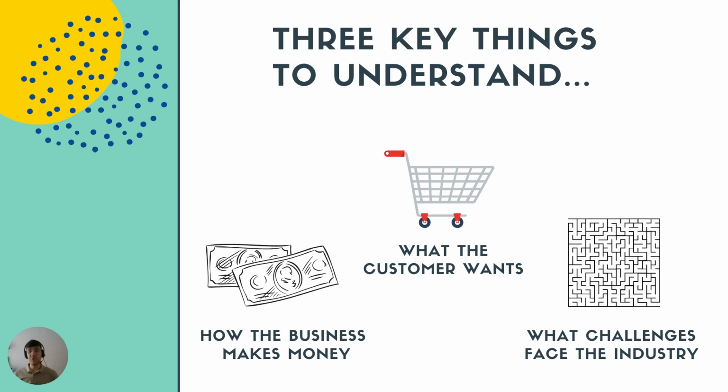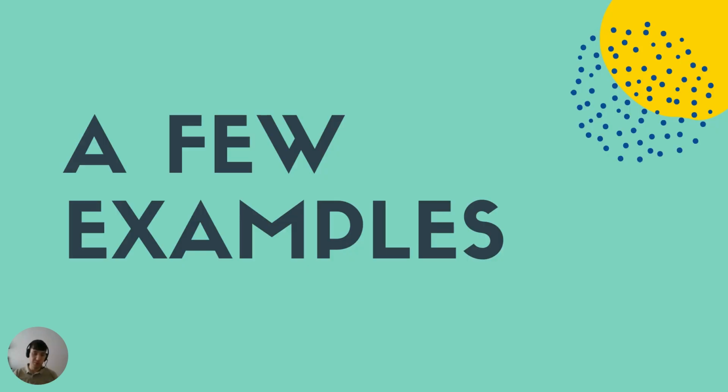So going back to the definition, here's a way to visualize the three aspects of commercial awareness. You'd firstly start off with how the business makes money, what the customer wants, and then what challenges face the industry. And as I said at the beginning, we're going to go through a few examples of each aspect of commercial awareness, just to illustrate the point and help you further understand it.